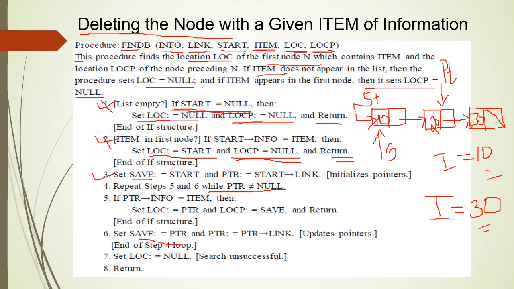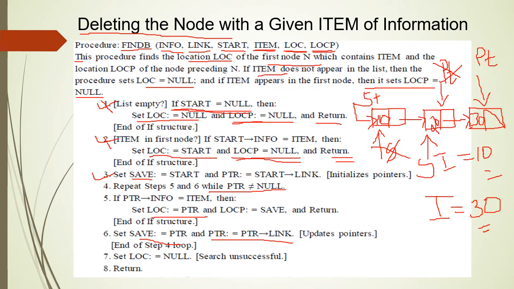Save is equal to ptr and ptr is equal to ptr of link. So save goes to the next node now, and ptr goes to its next node. Ptr and save are removed from the earlier nodes. Since it is a while loop, it goes back to the condition: ptr not equal to null, the condition is true. Ptr of info is equal to item, again true, since ptr of info is 30 and item is also 30. The condition is true, then set LOC equal to ptr.